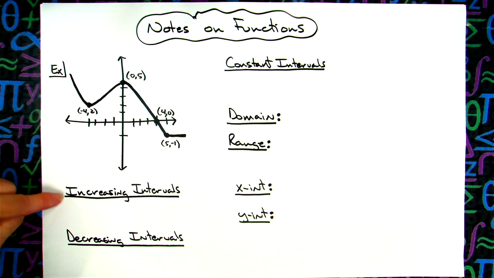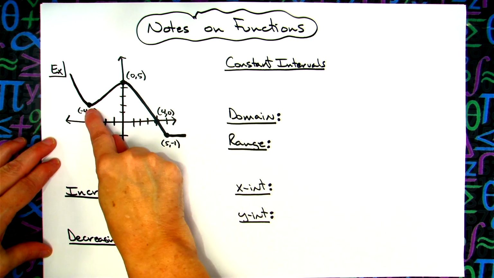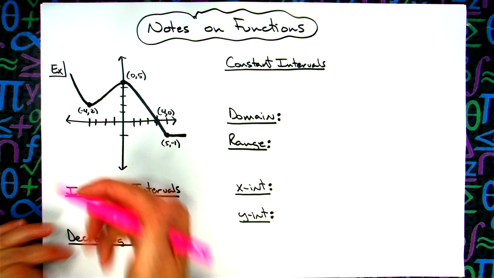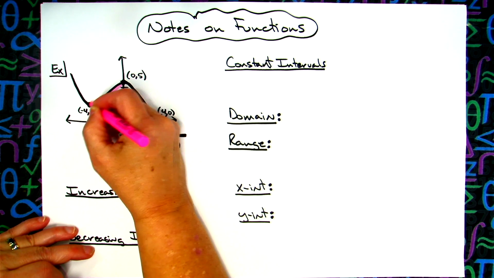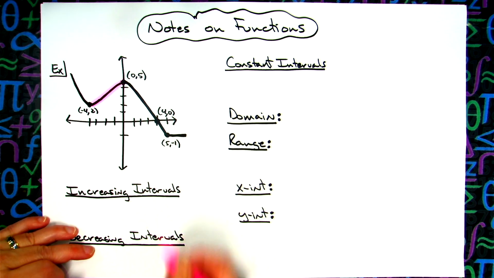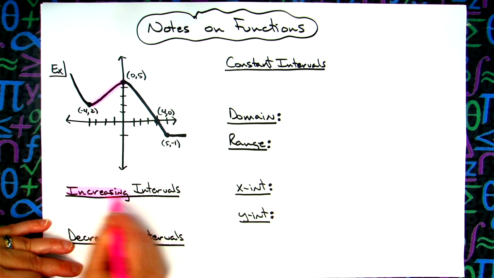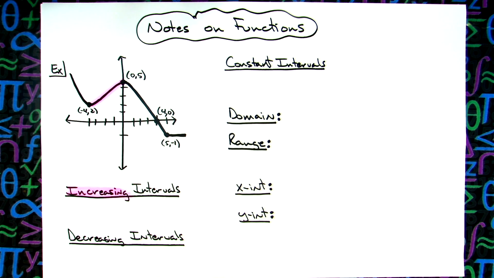Okay, so increasing, you have to think of where is the graph going up and to the right. It's almost like a positive slope, up and to the right. Well, the part where it's going up and to the right is right in there. That's the only place. All right, so I'm going to highlight mine to color code this. It is going up and to the right, right there. So that's increasing.